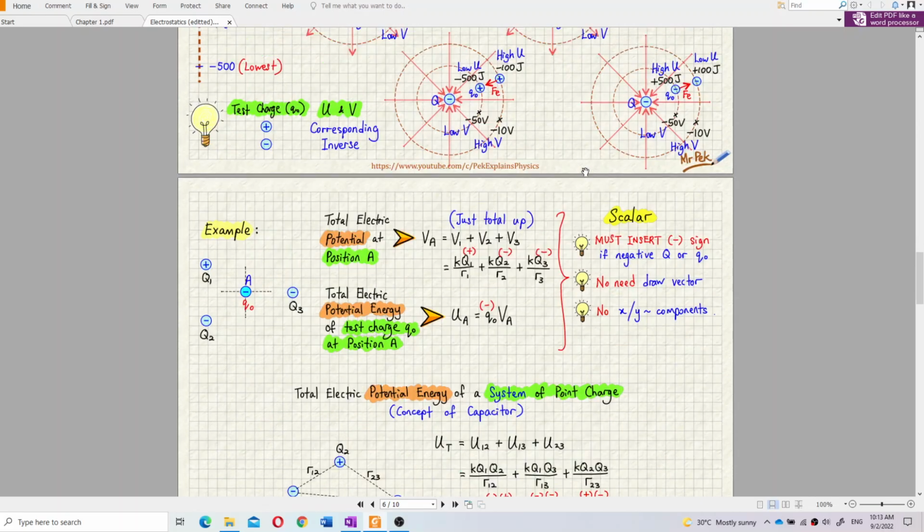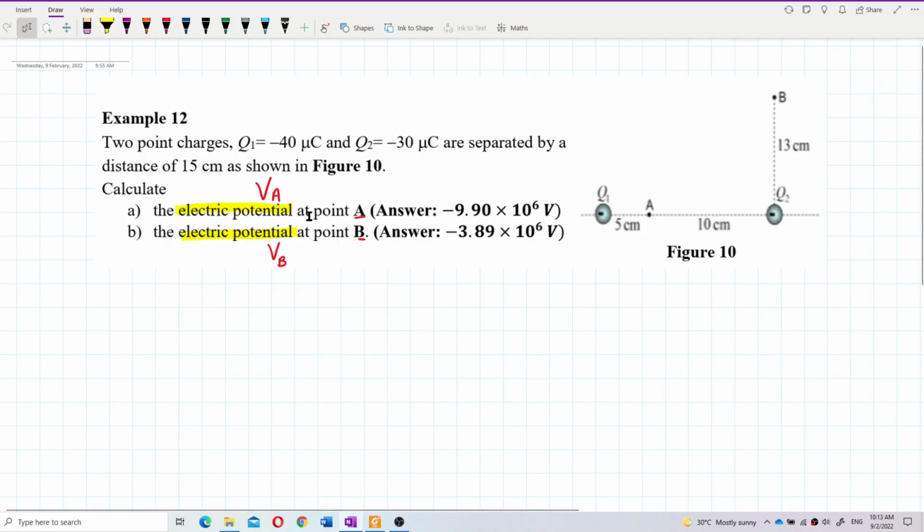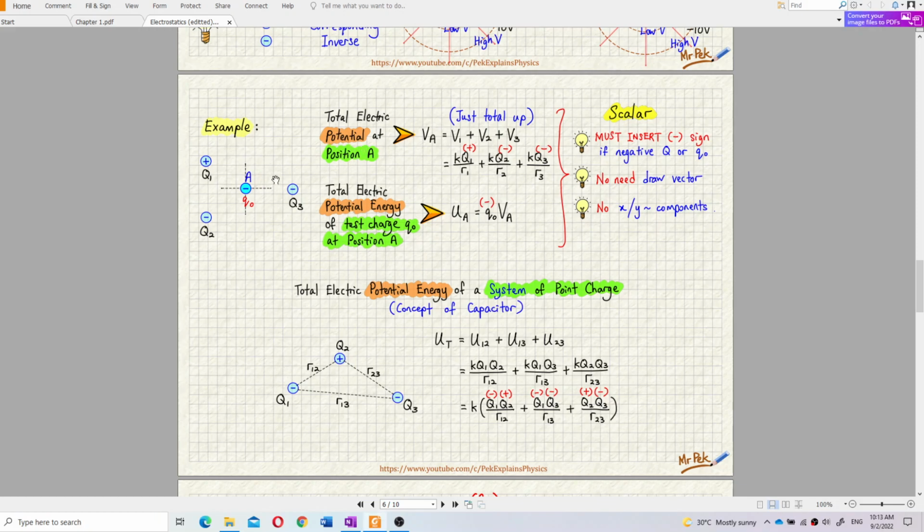Look at this. In the notes I already explained about electric potential. If you have three charges and you want to find potential at A, you just total up all the potential. If you have three point charges that give out the electric field, then you have three potentials to add up: V1 plus V2 plus V3. Each of them you need to find KQ over R.